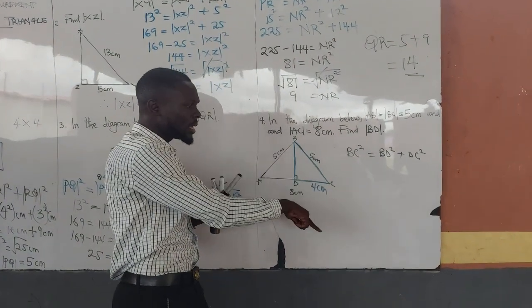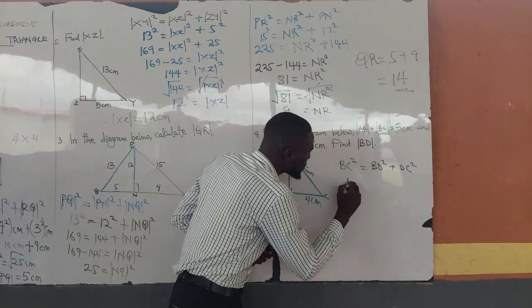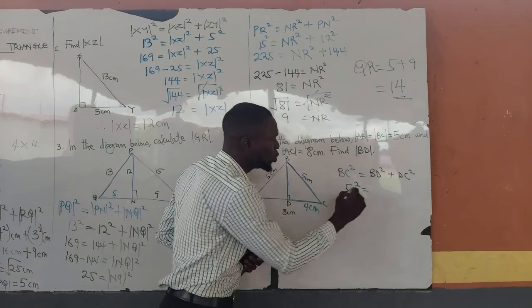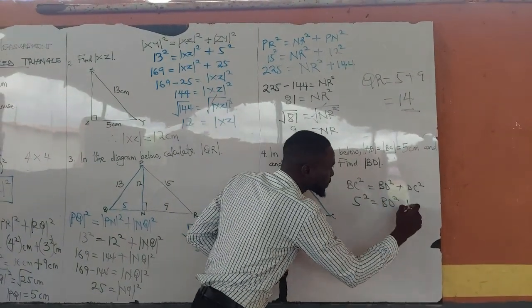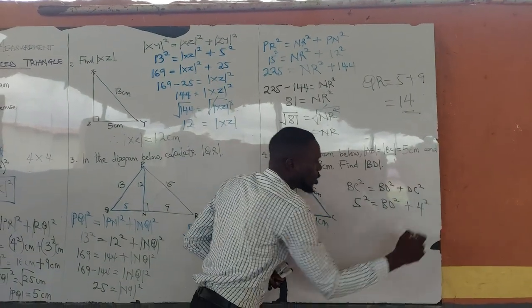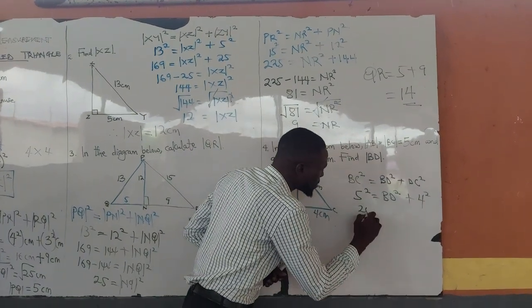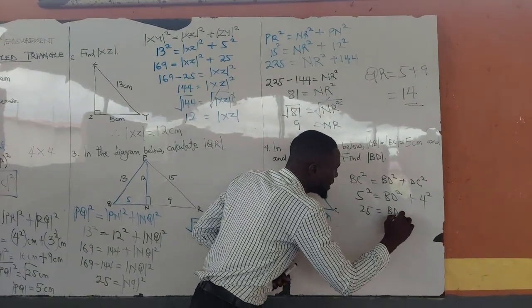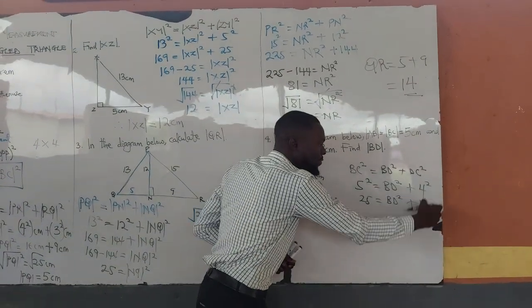BC. Have I been given BC? From the question, it's 5 centimeters. So I can say 5 squared is equal to BD squared, which is what I'm looking for, plus DC, which is what? 4 centimeters, or 4 squared. Now the square of this is giving you 25. Then we have BD squared plus 16, because the square of 4 is 16.